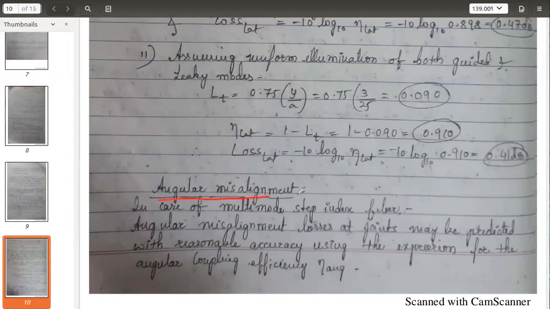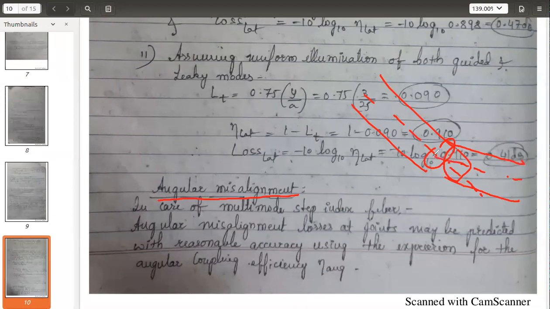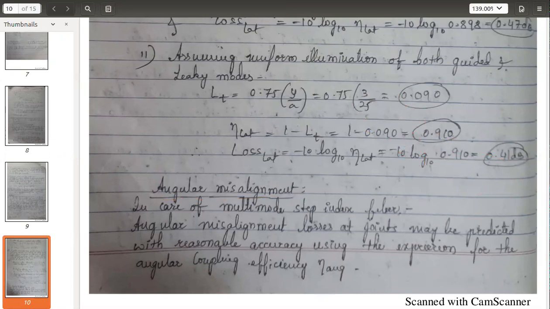In the angular misalignment, we know already how it exists. If this is one optical fiber, this is your core, say a little bend, something like this, and the other fiber has its axis like this. So this is your angular misalignment theta, measured in radians. Because of this angular misalignment, some loss exists. That loss we call the angular misalignment loss.